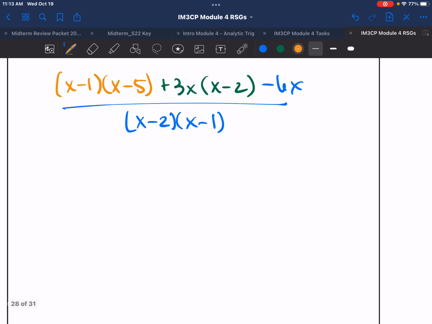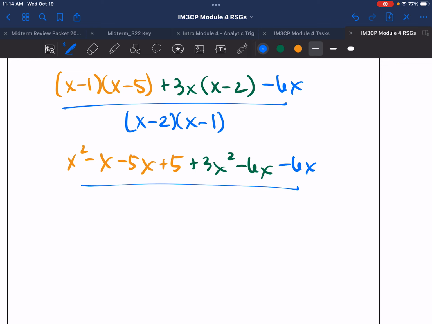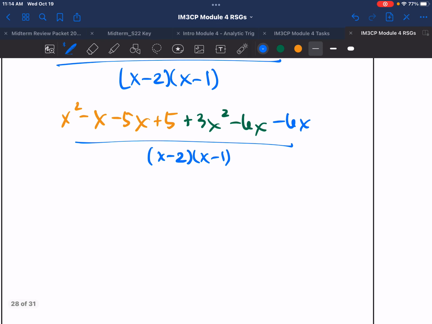to do. So if I FOIL out my orange parentheses, we've got terms of x squared minus x minus 5x plus 5. If I distribute my green 3x, I have a 3x squared and a negative 6x. And then I have my negative 6x still on the end. All over my common denominator, x minus 2 and x minus 1. The last step of the problem would be to combine my like terms.